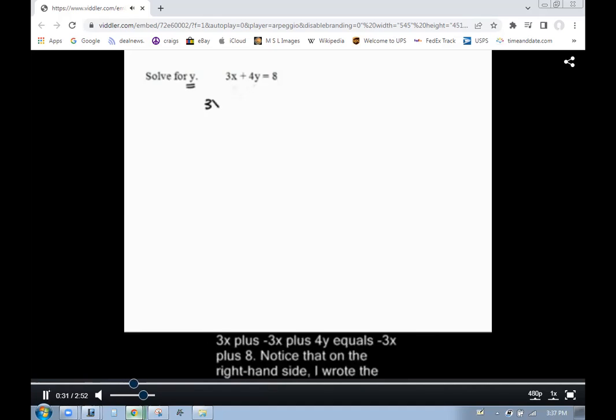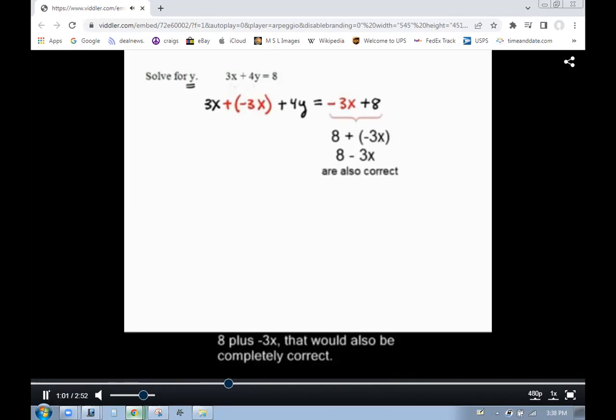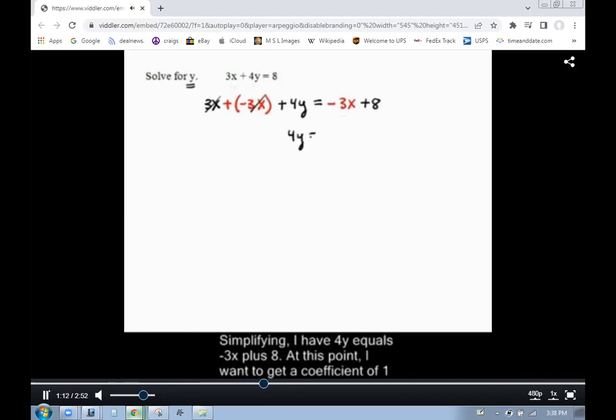We have 3x plus negative 3x plus 4y equals negative 3x plus 8. Notice on the right-hand side, I wrote the negative 3x term first, in front of the constant term. I did this because it's conventional to write the variable terms first, followed by constant terms. That being said, if you wrote this as 8 plus negative 3x, that would also be completely correct. Simplifying, I have 4y equals negative 3x plus 8.